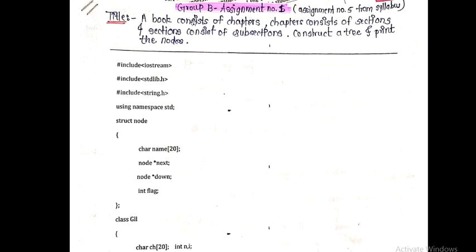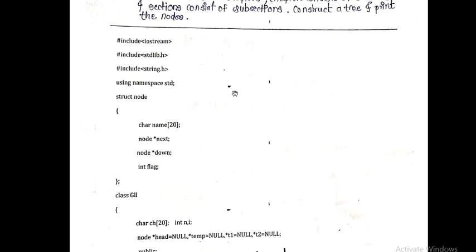Now this is the title: the assignment is assignment number 1 from group B, but the actual number of this assignment is 5 in the whole DSA syllabus. As all of you know, we have to implement this assignment in C++. Whenever we write any program, we include some header files, right? So here we have included the header files that will be required for the execution of the program.